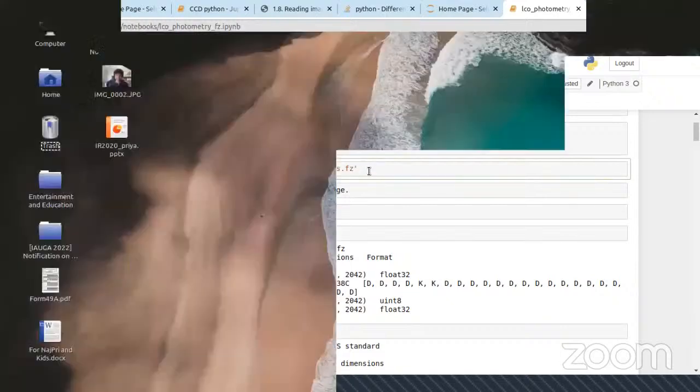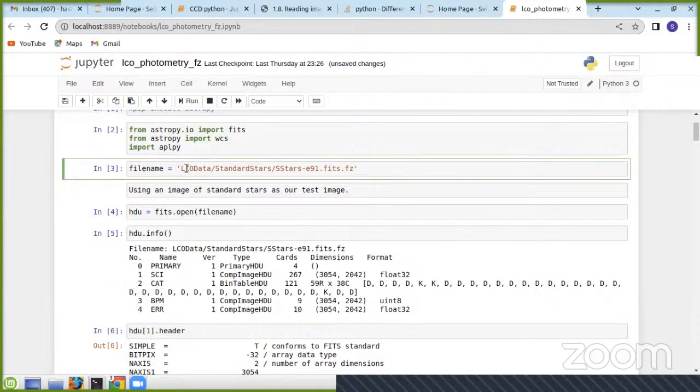The next line, line 3, shows you how to read from the specific location. From the point where I have started my Jupyter notebook, I have a directory called LCO data. In that there is a subdirectory, standard stars, and in that you have those various files. And like Priya mentioned, you have to use this e91. These are the files which you require. You can dip into the other ones and see what they are.